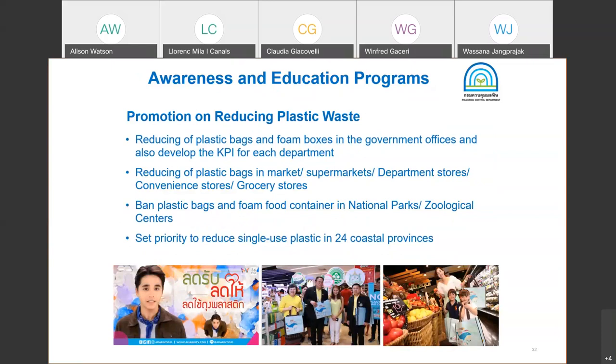This is an example, the best practice for reducing plastic waste. In Thailand, we reduce plastic bags and foam containers in government offices, and we also develop a KPI for each department to reduce plastic bags and foam containers. We have a program to reduce plastic bags in markets, supermarkets, department stores, convenience stores, and grocery stores. And we ban plastic bags and foam food containers in national parks. And we set the priority to reduce single-use plastic in the 24 coastal provinces.